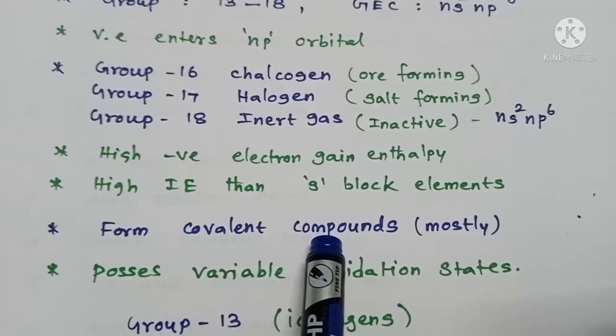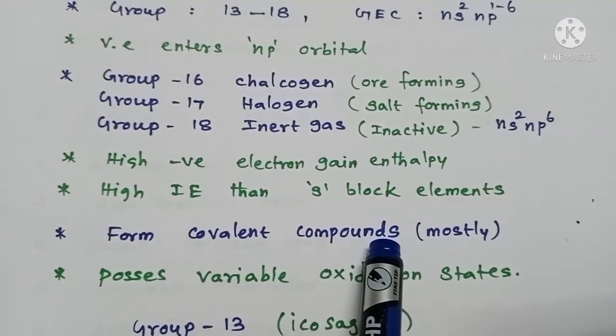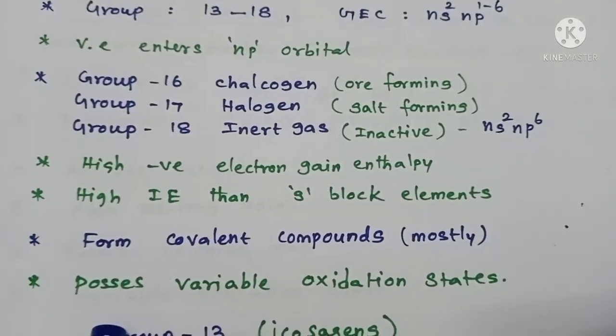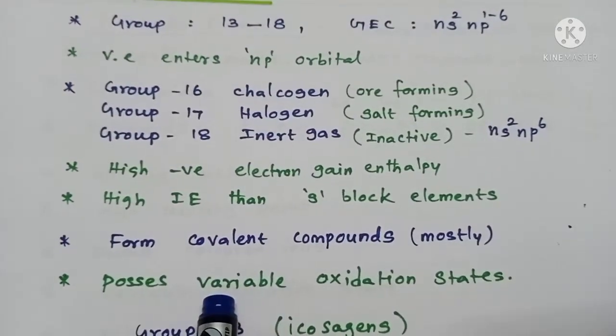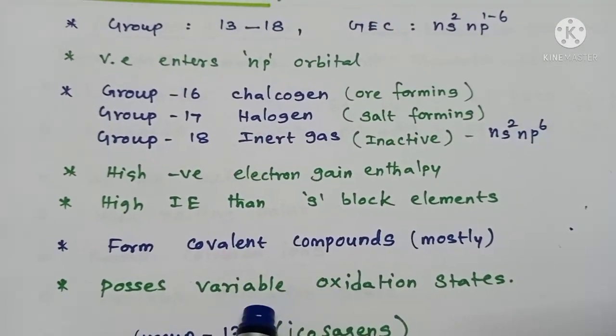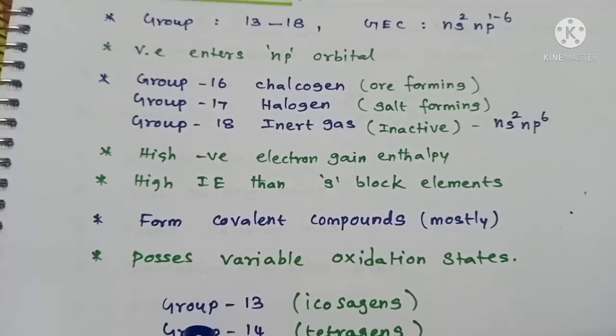and they form covalent compounds. Most of the elements form covalent compounds, which means they are ready to share electrons rather than lose or gain electrons. They possess variable valency. There are many elements with more than one valency in the p block elements. Variable valency is nothing but having more than one valency, or variable oxidation state otherwise.